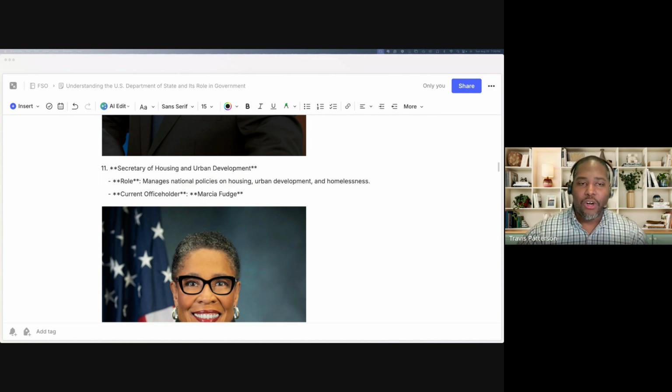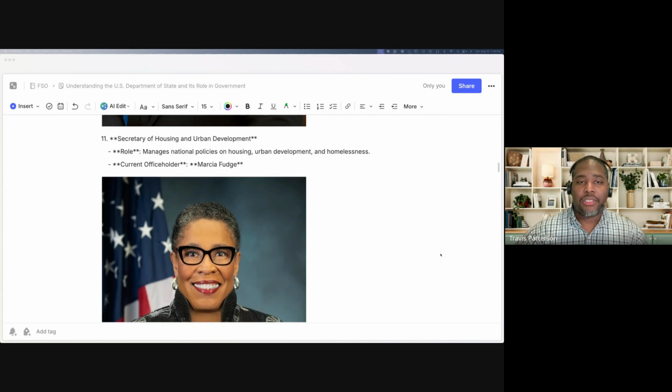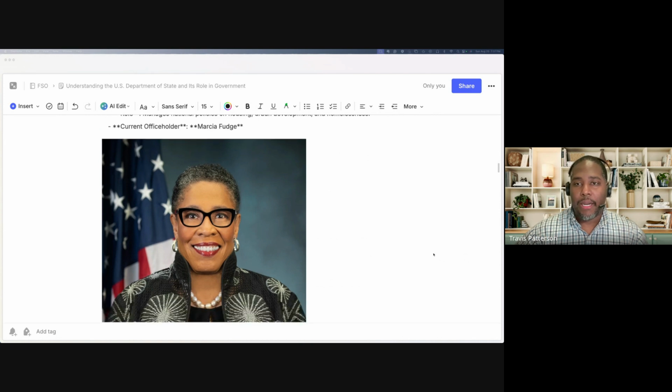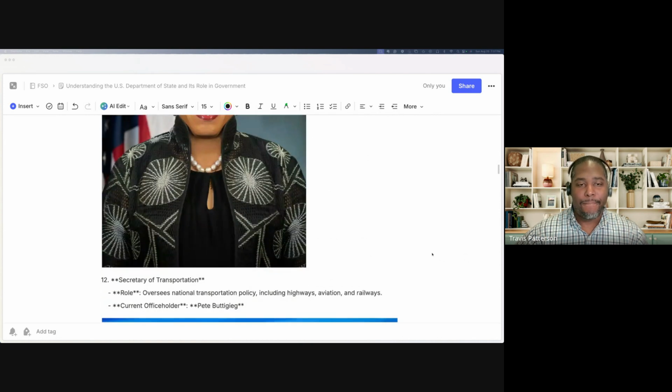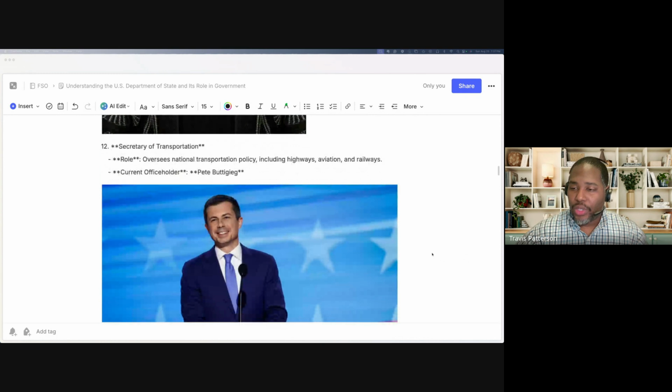Secretary of Housing and Urban Development, Marcia Fudge, manages the national policy of housing, urban development, and homelessness. Secretary of Transportation, what do they do? Oversees national transportation policy, including highways, aviation, and railways.